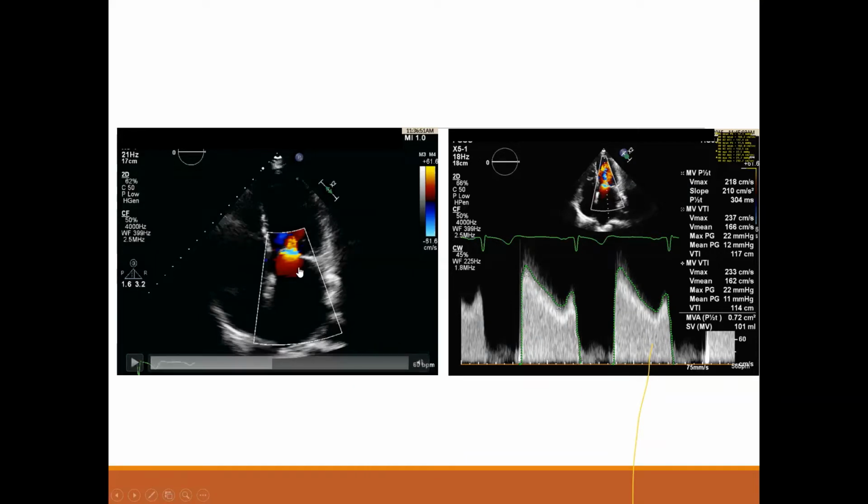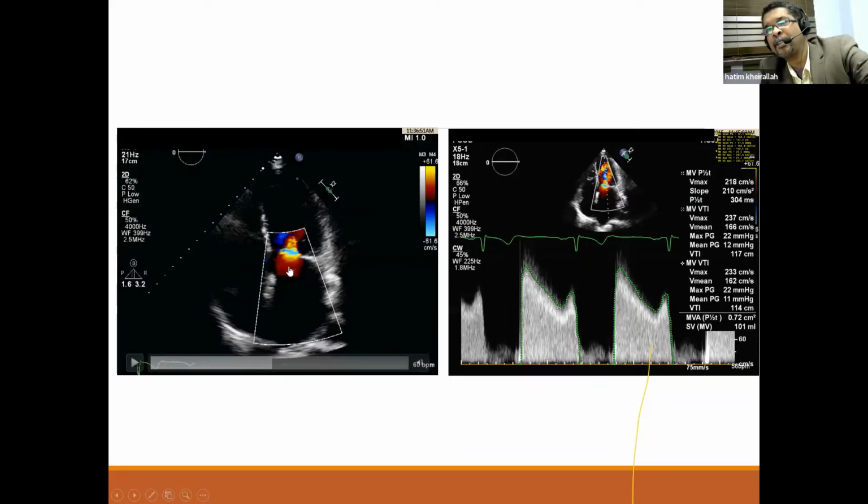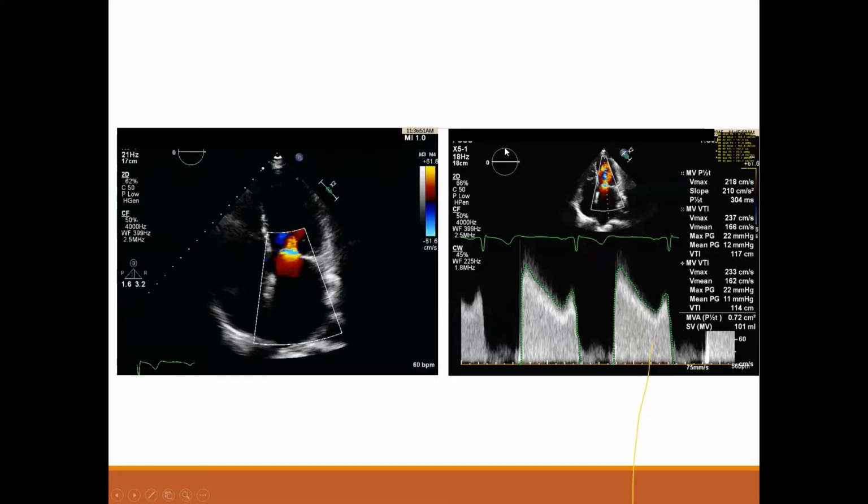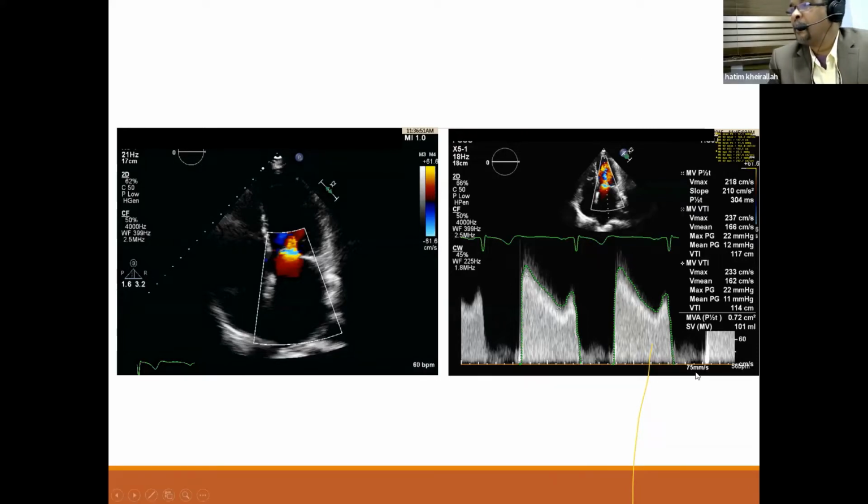Sometimes the flow color itself can give an idea about the degree of stenosis, but this is just a rough estimation. You cannot rely on that. You have to go precisely by gradients and area, by measuring, and by planimetry.